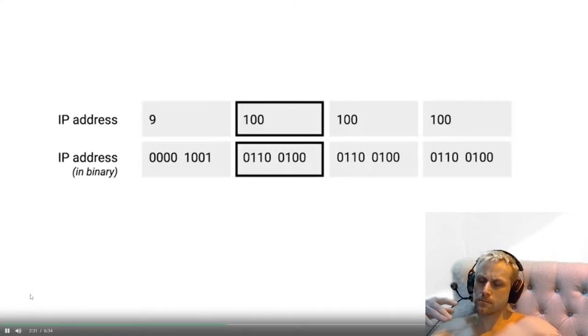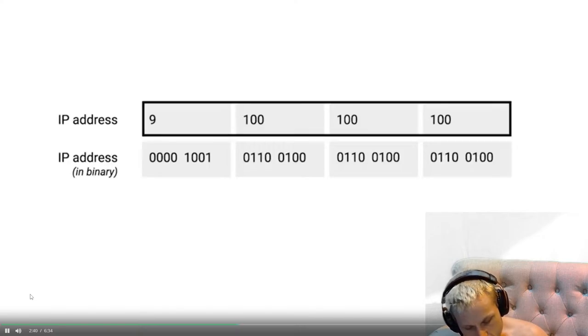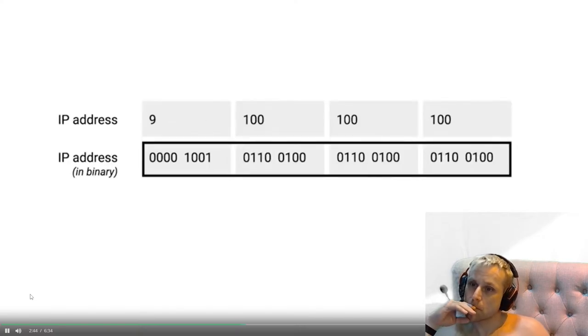number is 01100100. So the entire binary representation of the IP address 9.100.100.100 is a lot of ones and zeros.